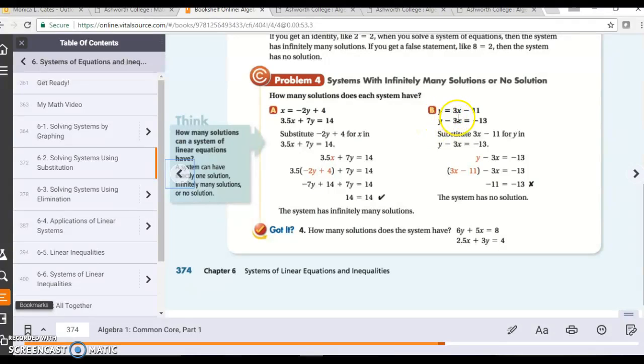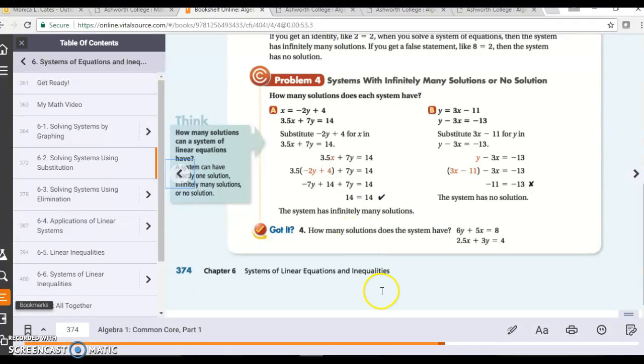We have y equals 3x minus 11 and y minus 3x equals negative 13. So again, using substitution, we can take this value here and plug it in for our y. And so that's what they did here, where we have y, they plugged in 3x minus 11. And then they solved and they got negative 11 equals negative 13. Well, negative 11 does not equal negative 13. So this system has no solutions.